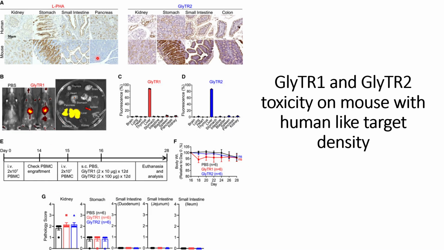Let us first start with panel A, where they compare the staining of the different organs between the humans and the mouse. What they are able to find out is that when they check for the L-PHA lectin, most of the organs of humans and mouse behave similarly, except for the pancreas, which got stained with L-PHA lectin in the case of human, but there is no staining in the case of mouse.